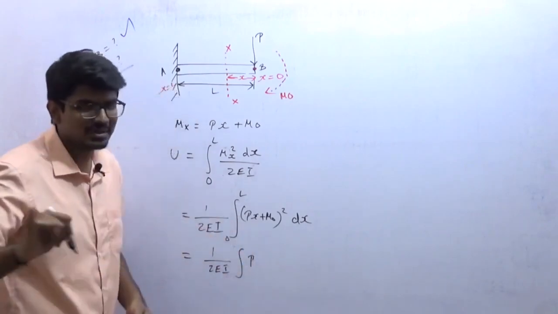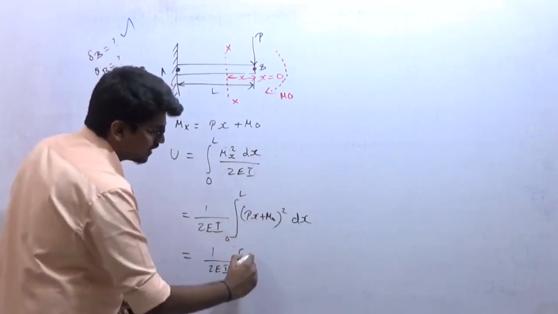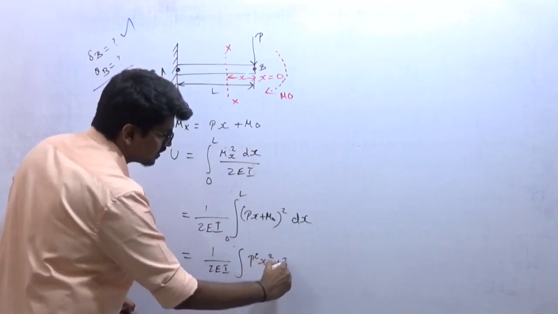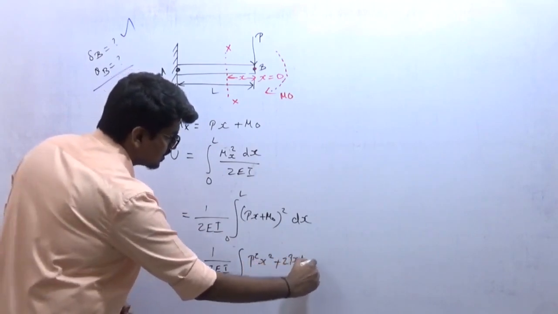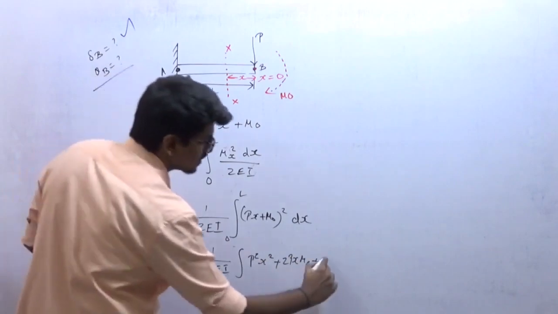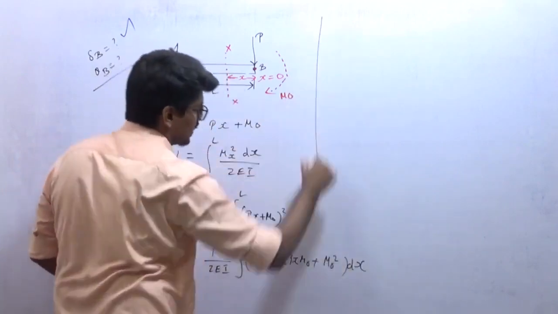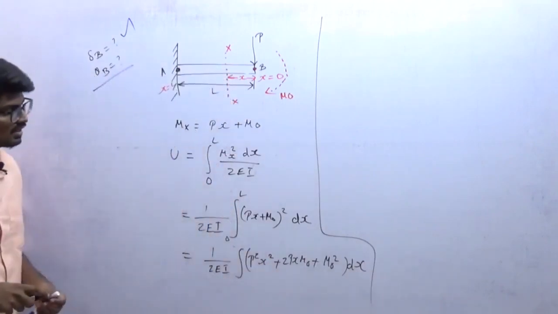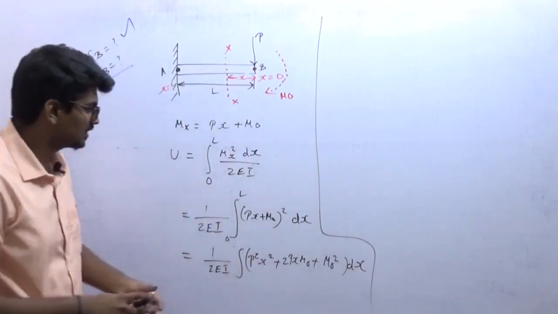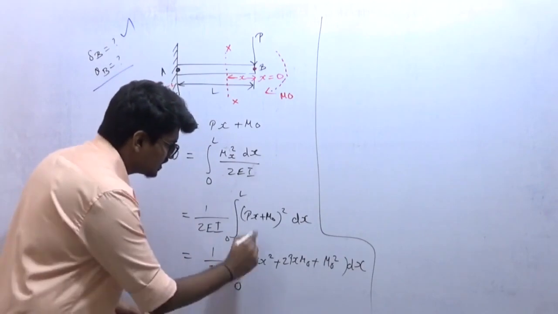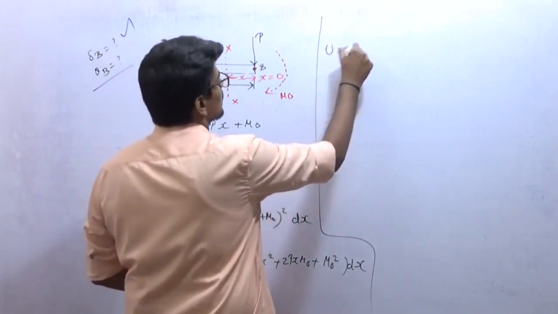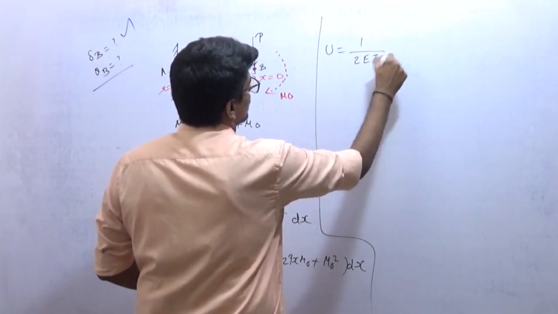If I expand it, what will happen? a square plus b square plus 2ab. So (Px plus M naught) square will be P square x square plus 2 times P x M naught plus M naught square, dx. I hope it is fine. Now integrate it with respect to x, and the limits are 0 to L. So U will be equal to 1 by 2EI.